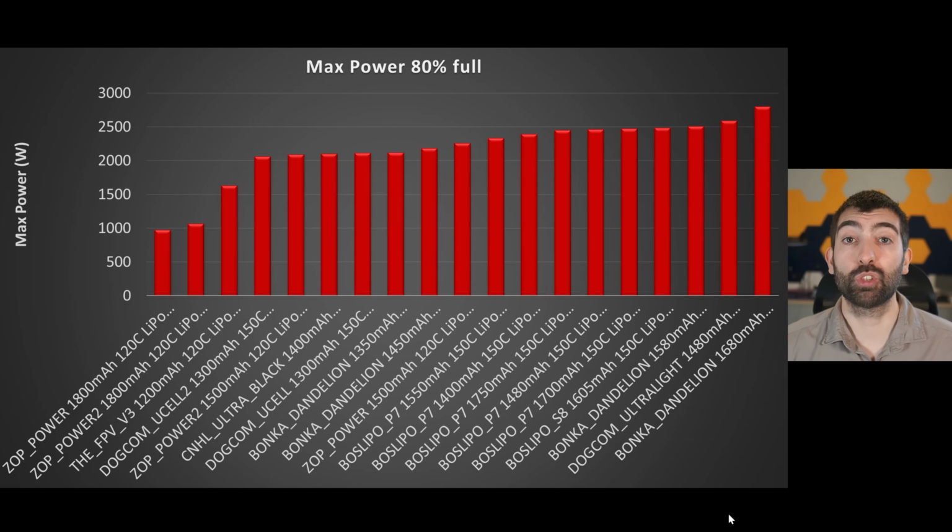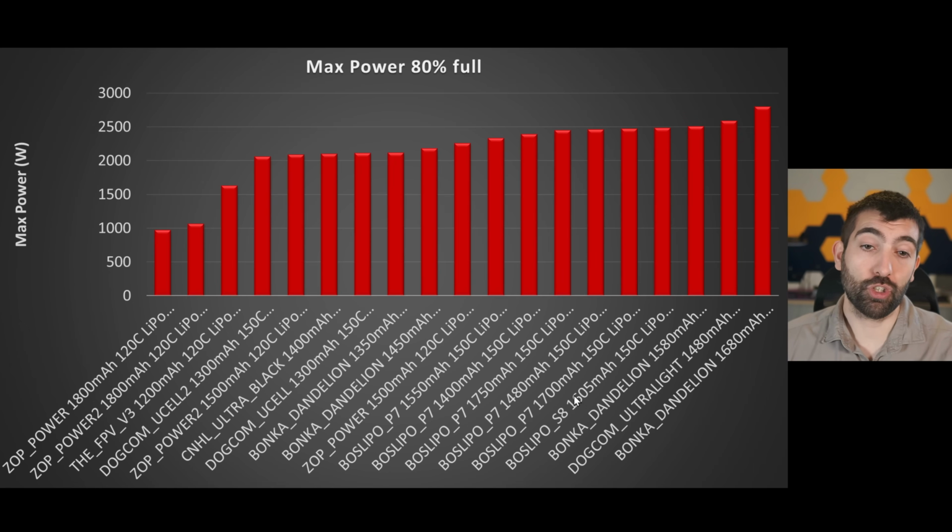The most obvious result to pull out of the burst power testing is just the maximum power that the pack was able to deliver. This tends to favor bigger packs with higher C ratings. So it's no surprise that the BONKA Dandelion 1680 200C is coming out top on this test. It's a big pack with a high C rating. There's a standout performance from the DOGCOM Ultralight 1480 here, which delivered more than 2.5 kilowatts and beat out a lot of much bigger, heavier packs in terms of power delivery, which is really impressive to see.